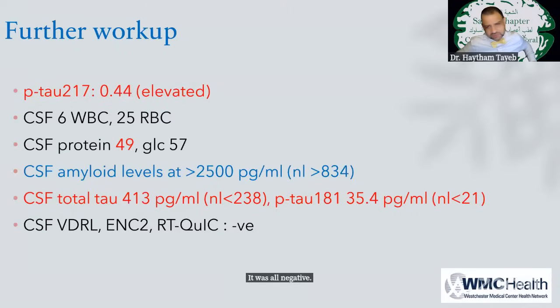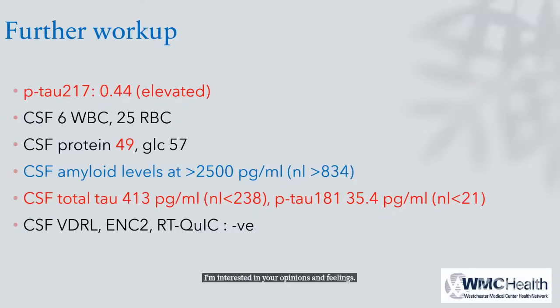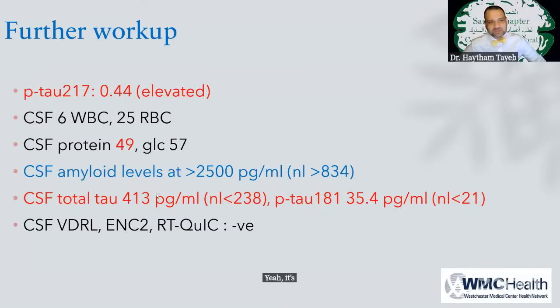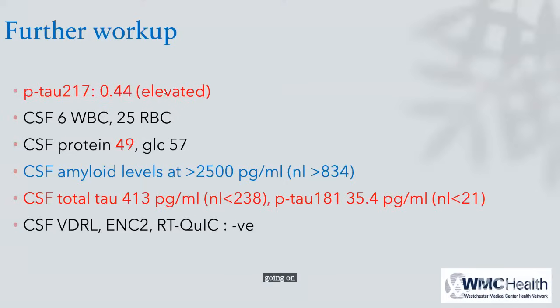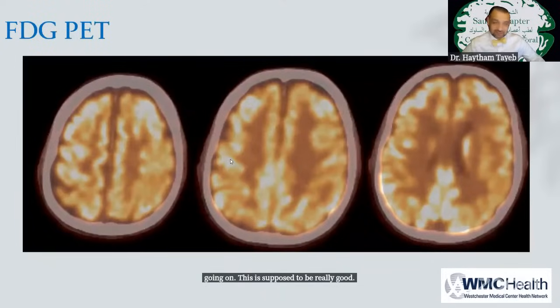Any additional reads from this before I show you the rest of the story? I'm interested in your opinions and feelings. PET scan, amyloid PET. Yeah, it's coming. So that's what I did. I was like, wait, this is elevated, this is negative, what the heck is going on? This is supposed to be really good. So I reordered his FDG PET, and it showed the same stuff.